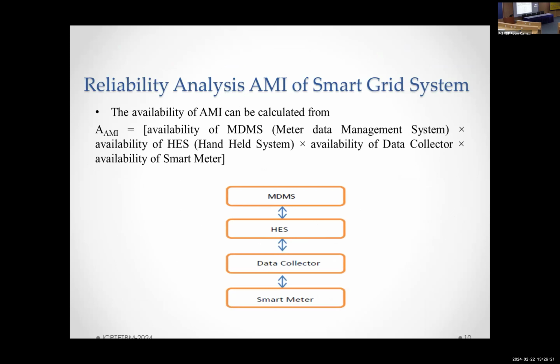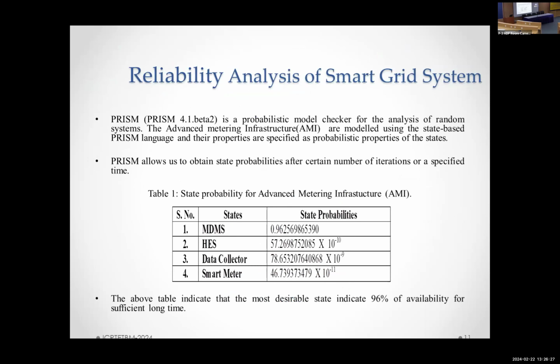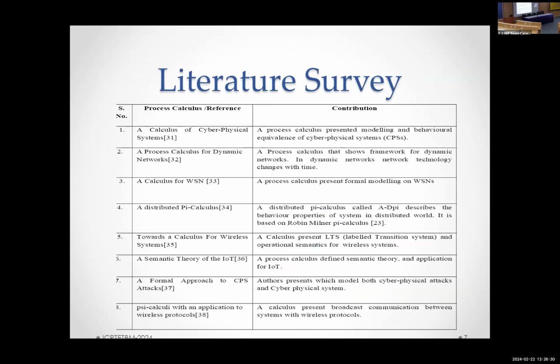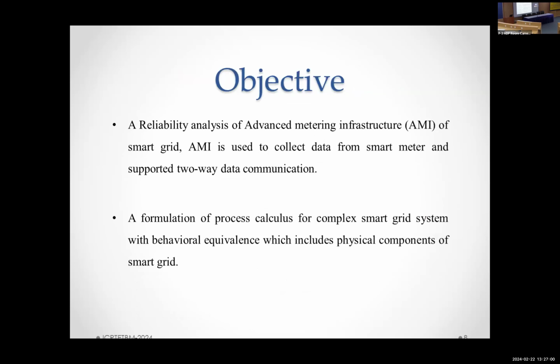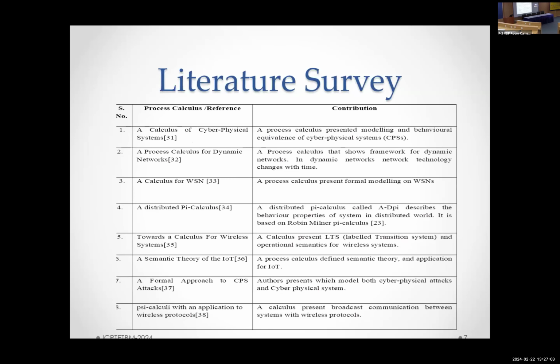This is the literature survey. We have gone through many model checkers like MRMC, PRISM model checker, SPIN, Opal, Romeo, and their various contributions in the smart grid domain. Next, in the literature survey, we have gone through various process calculi. These process calculi were proposed by many authors, and every process calculus has some specific properties. Some are used for verifying other things. These include the cyber physical system calculus, dynamic network calculus, wireless sensor network calculus, pi calculus for smart grid, semantics for IoT, and formal approaches for cyber physical systems.